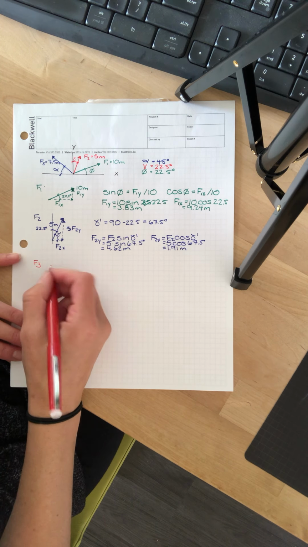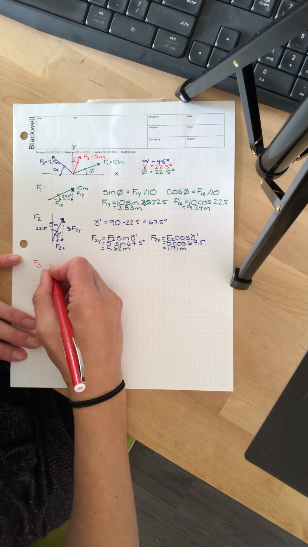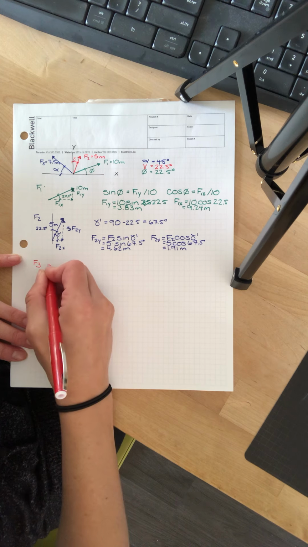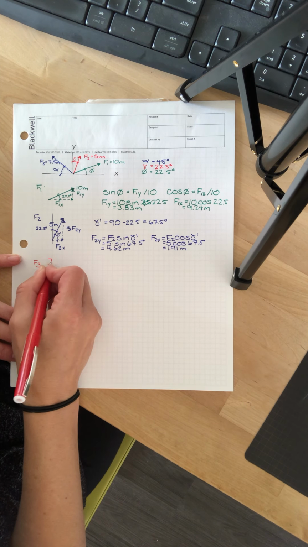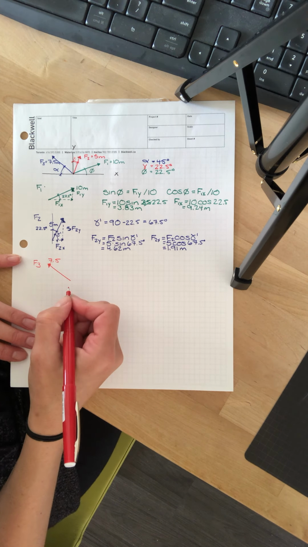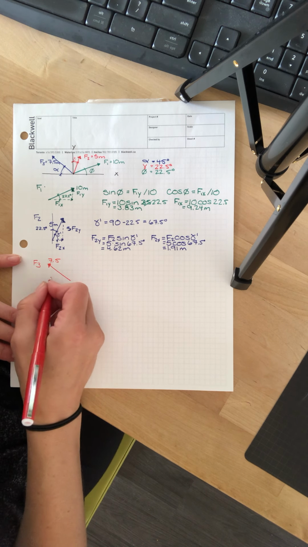All right, F3. Our hypotenuse is 7.5 meters.